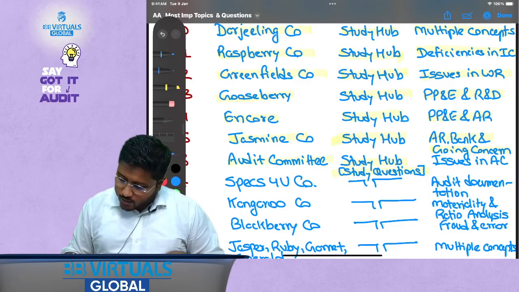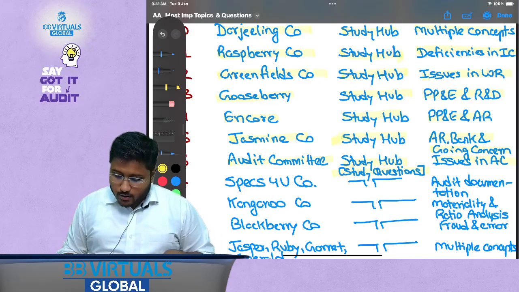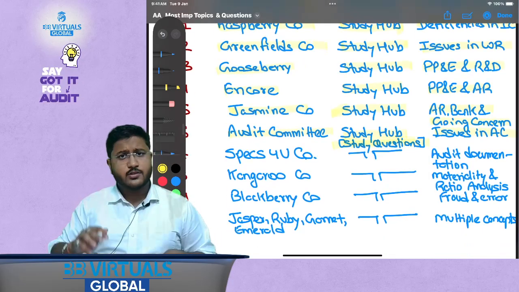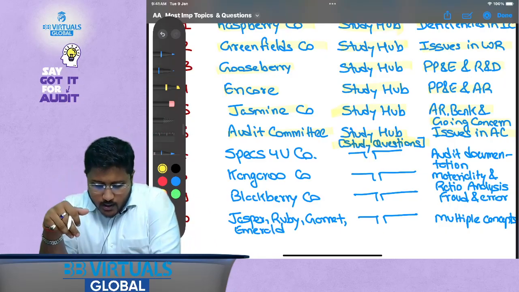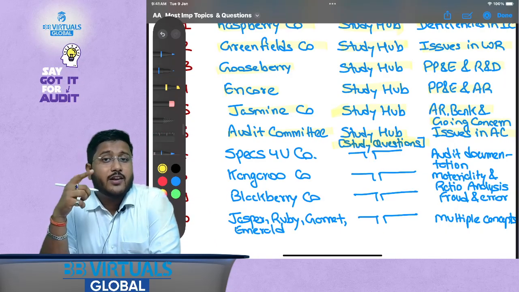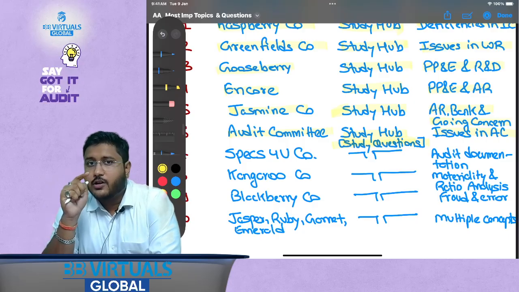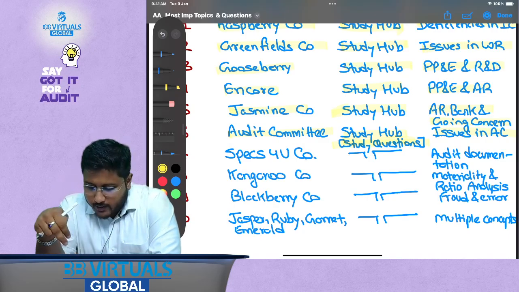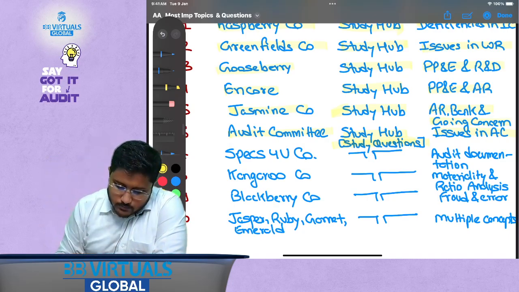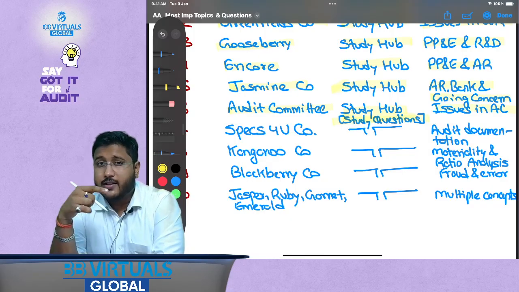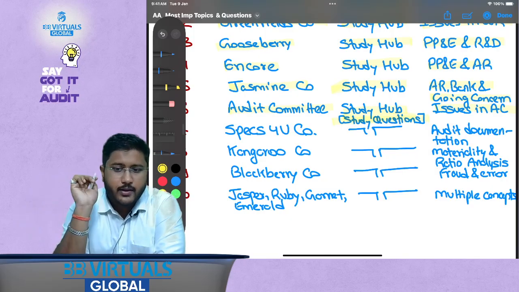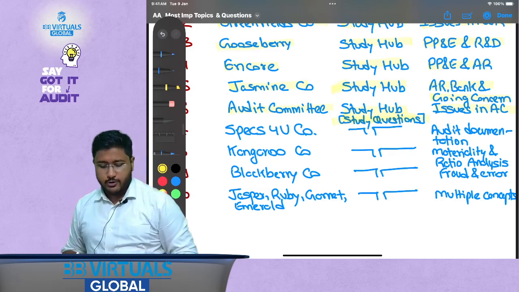Then audit committee issues and audit committee. Now this is something, study questions. This is given under the practice section only. But this is important because this will help you identify certain core areas where you need to apply your procedures. Because anybody could write about audit committee, but can they identify the issues? Can they write on that? That might not be possible for everybody, and that is why this question is important.